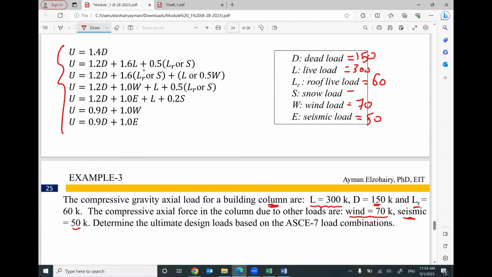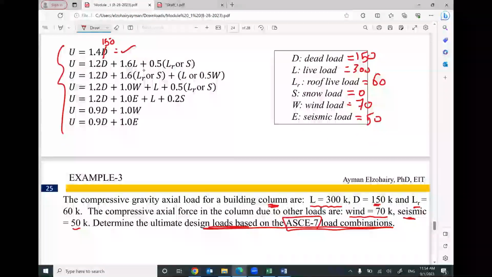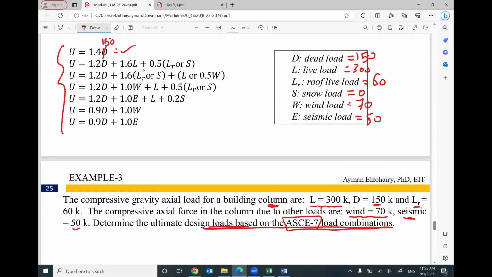Looks like we don't have snow. I'm sorry, we don't have snow. Your snow is 0. We need to figure out the worst case using the load combinations according to ASCE 7. The problem is giving you these values. What you need to do is go ahead and put D here equal 150. What is the final value? 1.4 times 150. How much? 1.4 times 150 equals 210.